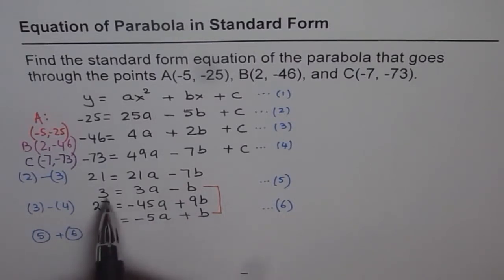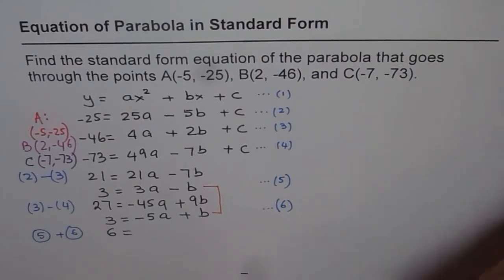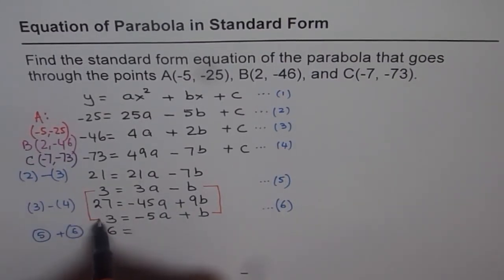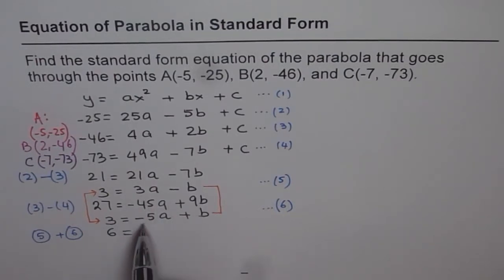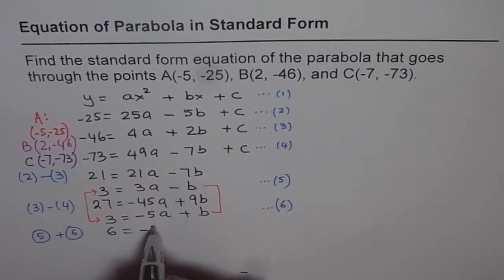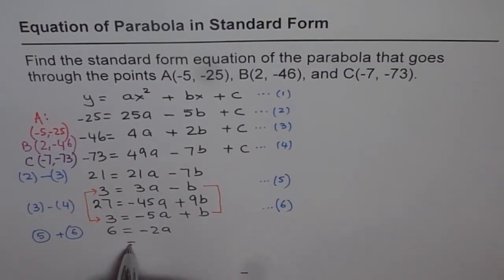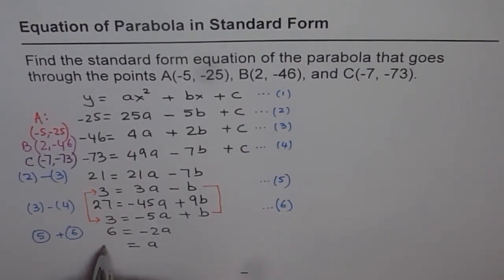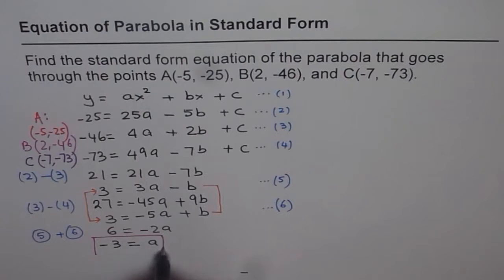So 5 is 3. 3 plus 3 is 6 for us, right? Because we're jumping, let me just connect them so that we know what we are trying to do. That is our equation 5 and 6. So 3 plus 3 is 6, and when we add 3 and minus 5, we get minus 2a, and b of course is 0, but that gives us the value of a, and a equals minus 3. So that is the first value which we have got, a equals minus 3, right?